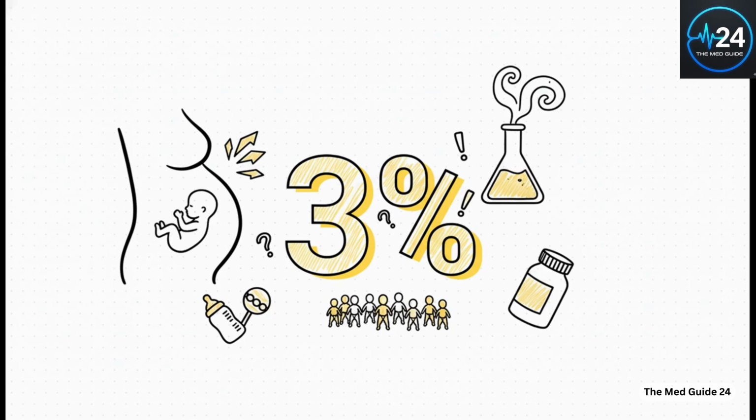Here it is, 3%. Now, that's the percentage of all babies born with what's called a major congenital anomaly. And while 3% might not sound like a huge number at first, it really underscores why it's so crucial to understand all the factors that can influence development.